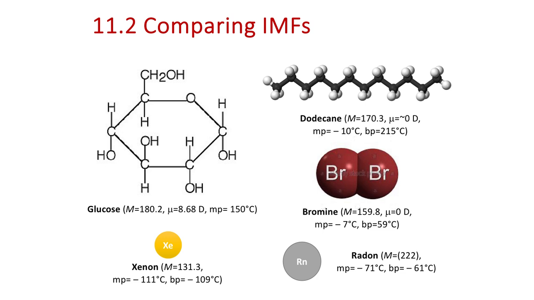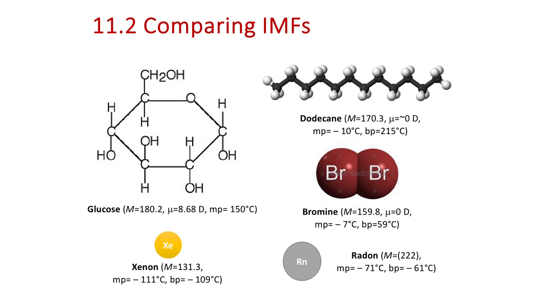Notice that for Br2 the molecular weight is 160, but its boiling point is 60 degrees C, so it's not that high. Look at dodecane. Dodecane has CH bonds, and it has a molecular weight of 170, about the same as bromine, but its boiling point is about 3 times higher, at least in terms of degrees C. So a lot higher boiling point because we have more atoms, more contact points, higher dispersion force.